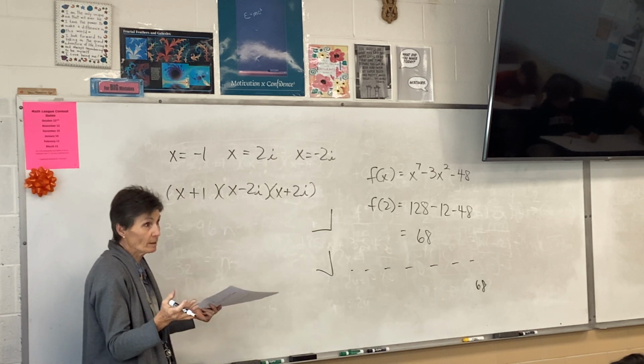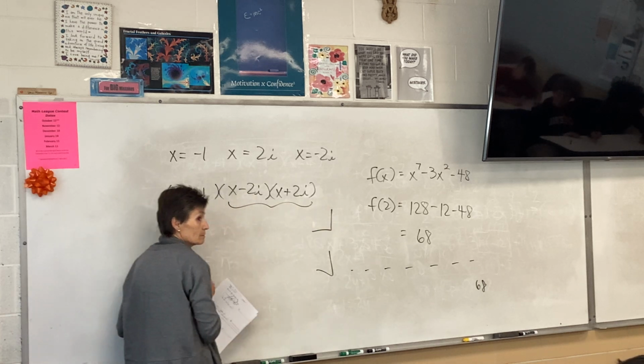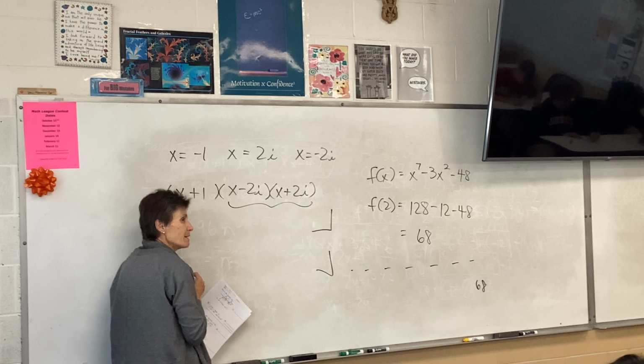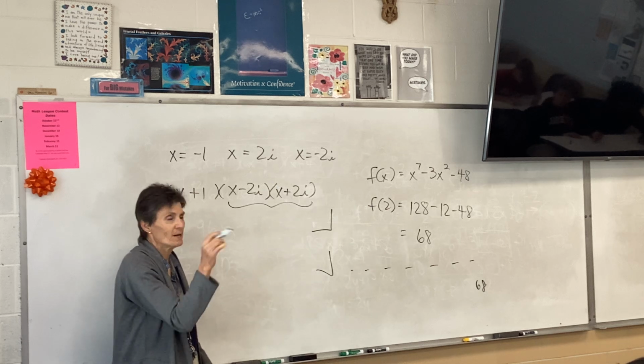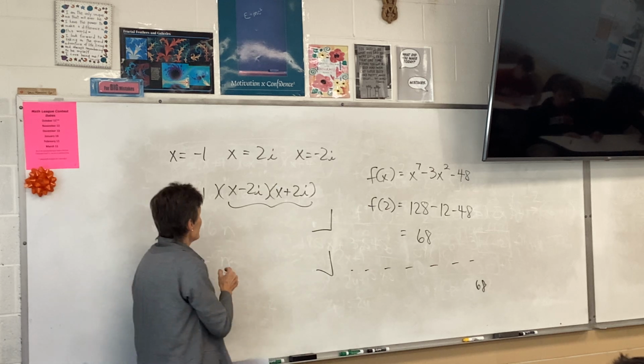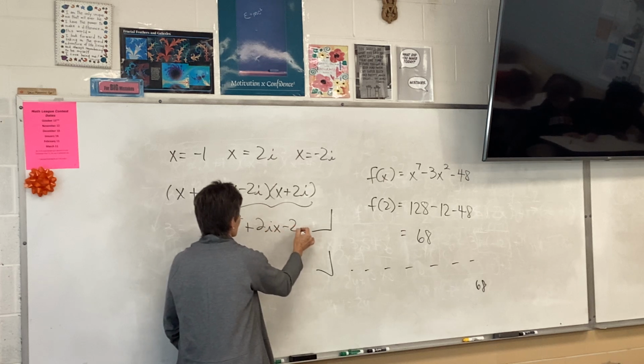So we're going to FOIL. And we'll start our FOIL right here. It doesn't really matter, but it's easier if you start with those two. Because do you remember what happened? We did this the other day. A bunch of stuff's going to cancel. So we end up with x squared plus 2ix.